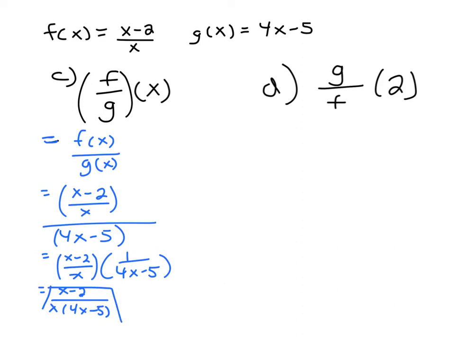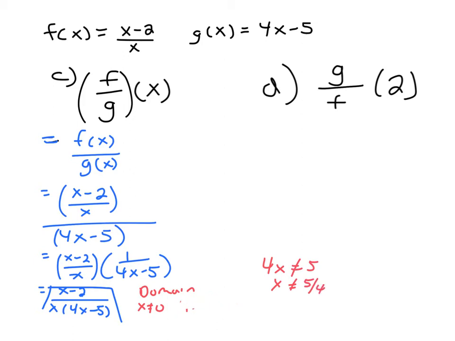Now for the domain of this, there's two things that x cannot equal. If x equals 0, then the bottom would equal 0, and you can't have that. So x cannot equal 0. But also 4x minus 5 cannot equal 0 as well. If I add 5 to both sides, 4x cannot equal 5, or x cannot equal 5/4.